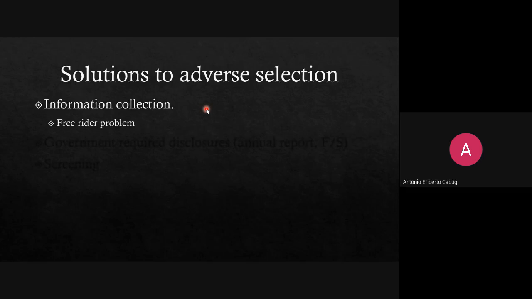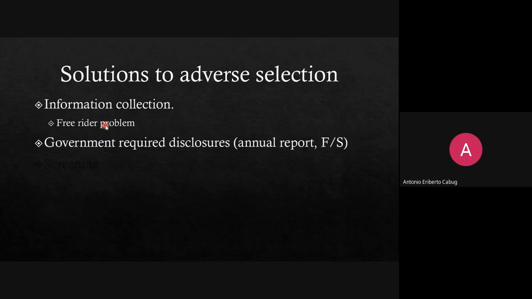Okay? The solution to adverse selection number 1 is information collection. The lenders should collect information about the borrowers or potential borrowers. The problem with information collection is that if it is made public, there is what we call a free rider problem. What do we mean by free rider problem? Yung mga ibang lender makikinabang sa pinaghirapan ng isang lender. Ay, alam mo ba na hindi nagbabayad to? Tapos sinabi mo sa ibang lender. E di mangyayari dyan, nakinabang yung ibang lender. Hindi naman sila nag-effort.